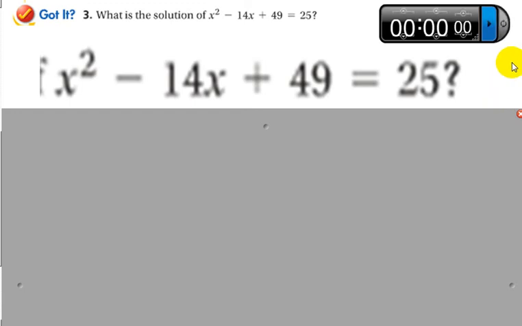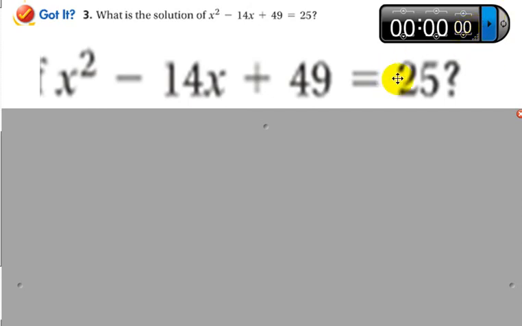Okay, row 1, let's see your work. Row 2, whether you're finished or not. Thank you. Row 3. Row 4. Row 5. Row 6.